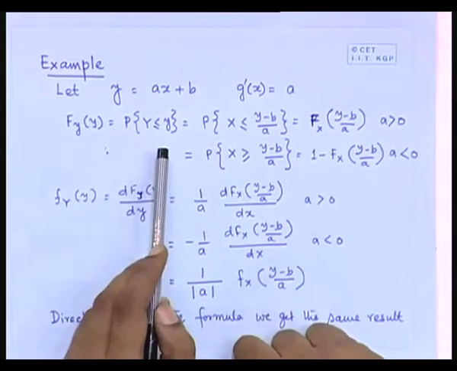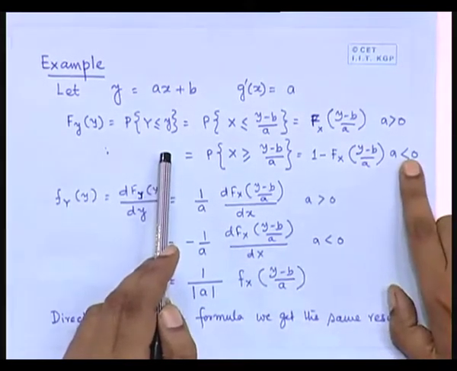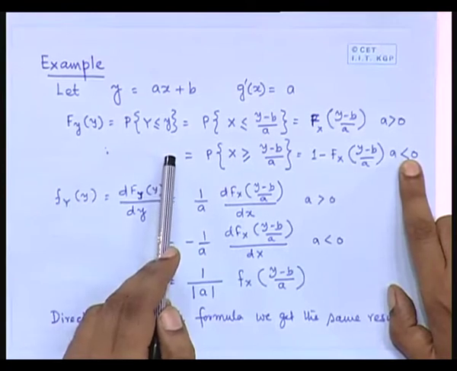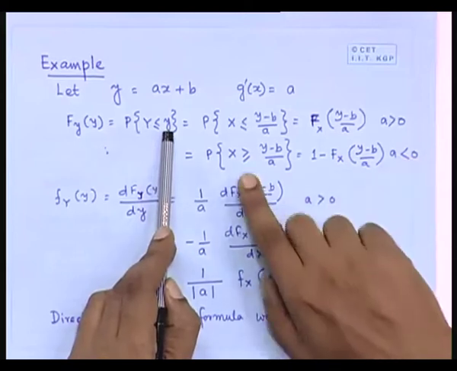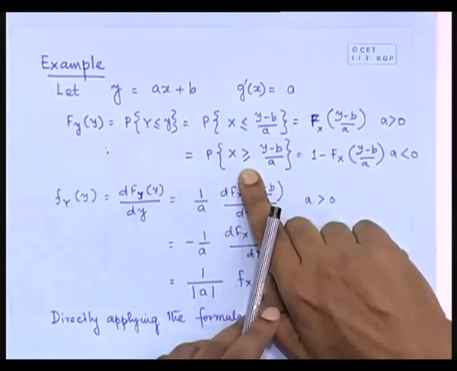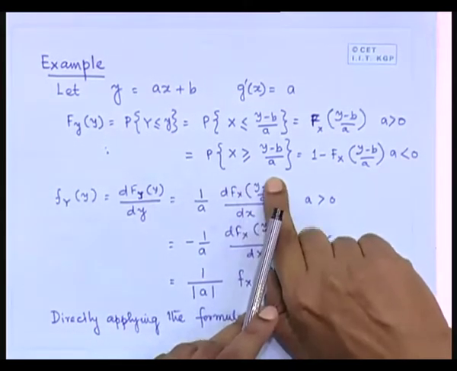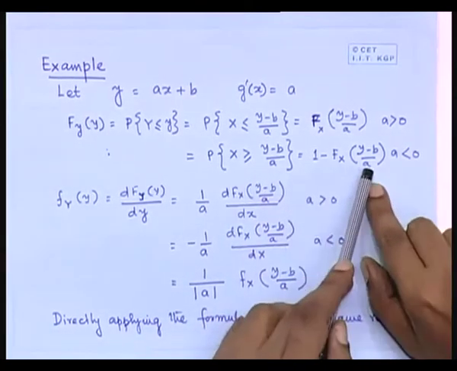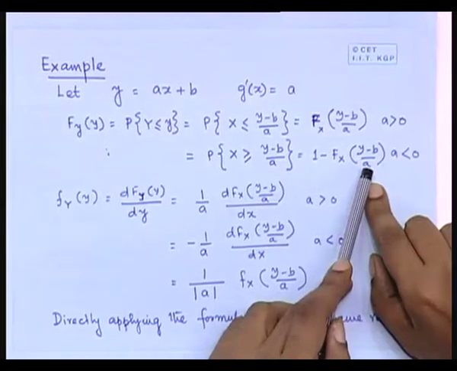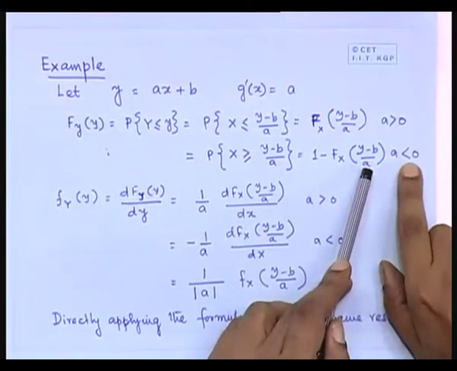And if a is less than 0, then there is a problem. Then the probability that y is less than or equal to y translates to x is greater than or equal to (y minus b) by a, because a is negative, which means that it will become 1 minus Fx of (y minus b) by a, if a is less than 0.